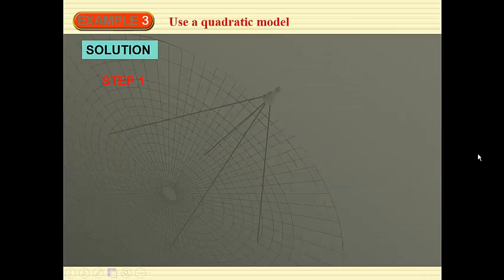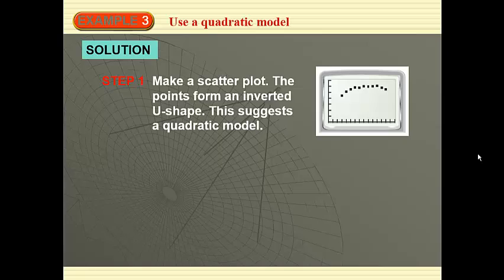So now the solution, step 1, make a scatter plot. Enter your values in L1 and L2, turn on your stats plot, fix your window, then graph it. You get this scatter plot. So the points form an inverted U shape. This suggests a quadratic model.